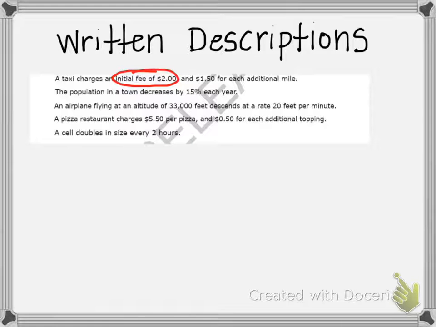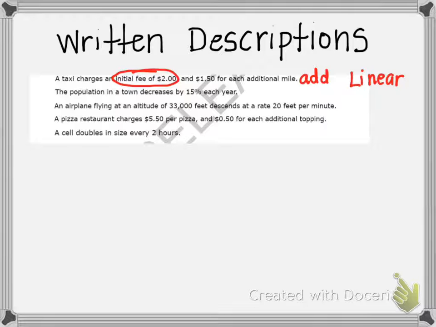So if it's an additional mile, that means that it's going to repeat. That means it's going to add for every additional mile. So therefore, this is going to be a linear function. Because remember, we talked about the fact that slope has a repeating value. That repeating value is what's being added each time. And then we have that y-intercept, which is the initial amount. Anytime they talk about per or each, most of the time that's going to represent linear.